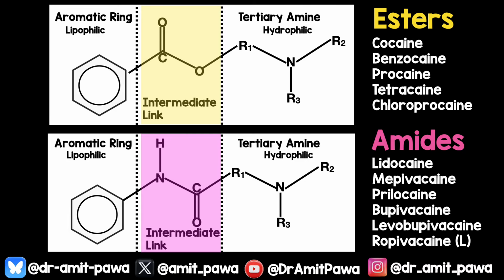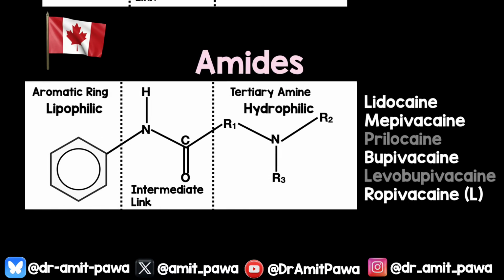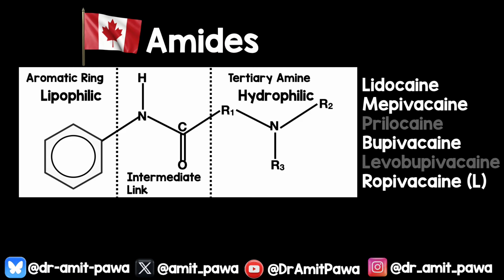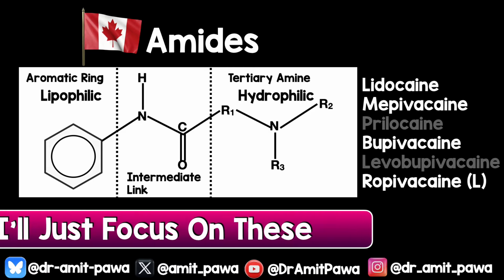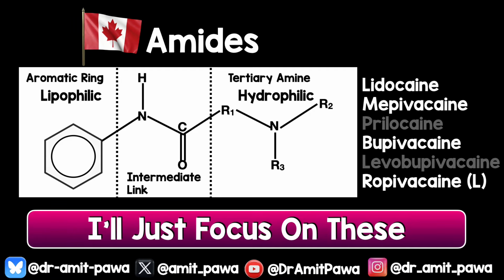And I've been told, because I've been giving this talk in Canada, that specifically in Canada, the amide local anaesthetics that are used most often are lidocaine, mepivacaine, bupivacaine, and ropivacaine. Now, I've put this L in brackets next to ropivacaine because ropivacaine that is available commercially is the levo form. So bupivacaine, you know, is a racemic mixture of levo and dextro versions. In the United Kingdom, we have levobupivacaine, but the ropivacaine that is available is just the levo version of that. So I'm going to focus just on these highlighted amide local anaesthetics for the rest of the talk.